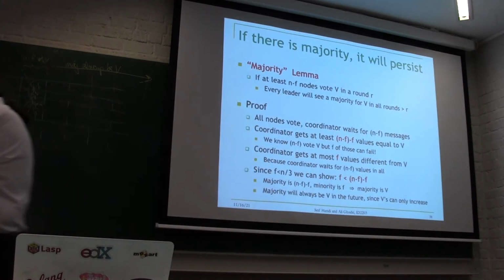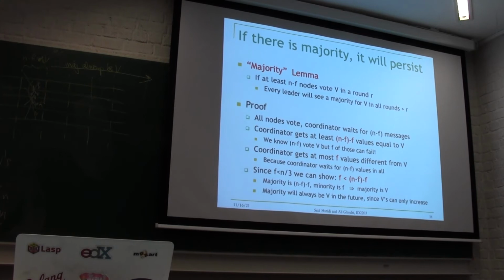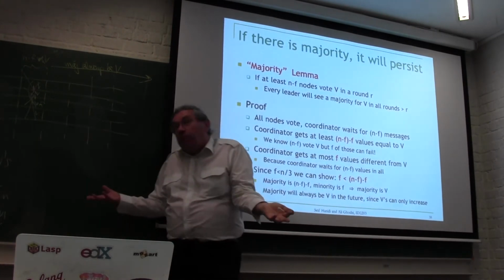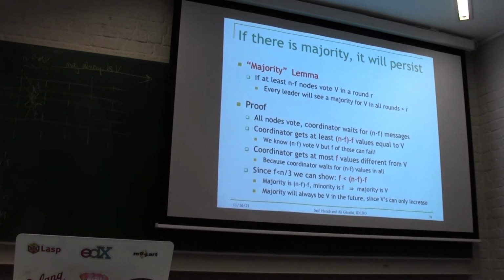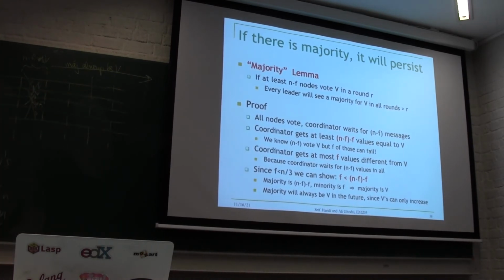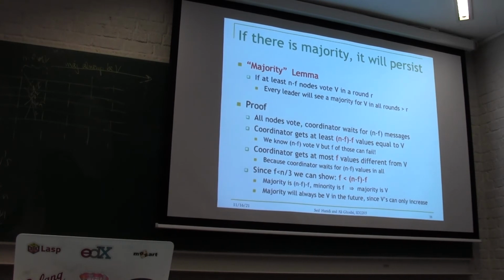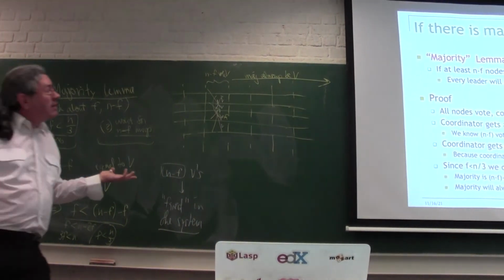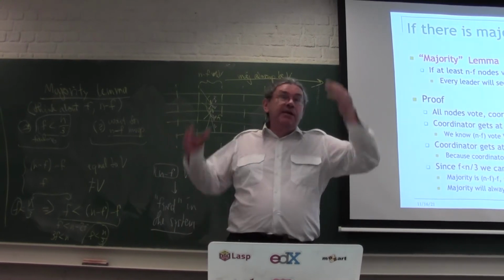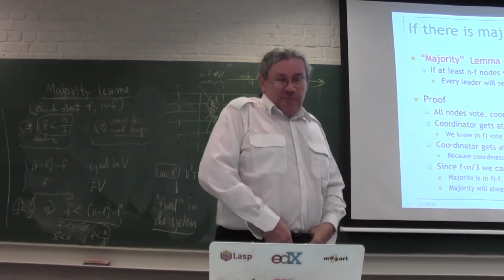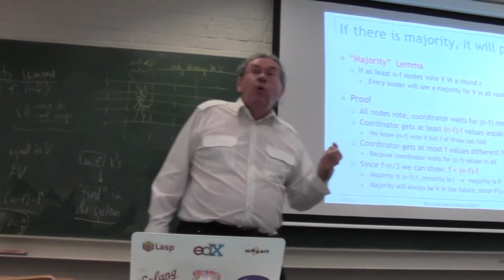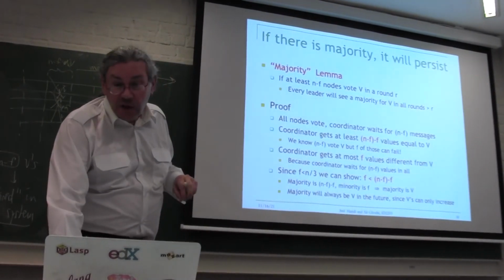Now the rest is pretty easy. Basically, the rest is showing that this at least n minus f voting v will happen, and then showing how you can actually detect it. But the real point is this reasoning. Once you have n minus f majority, it will be frozen in the system forever. So that's the key reasoning. And now we can see what happens in the algorithm with this.